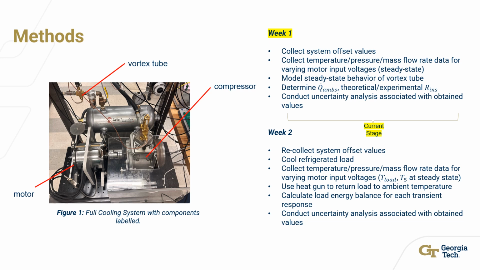We will also be determining the heat transfer rate due to ambient heating through an insulation block, as well as comparing theoretical and experimental thermal resistance values. We will then conduct an uncertainty analysis and derive equations from experimental observation to do this.